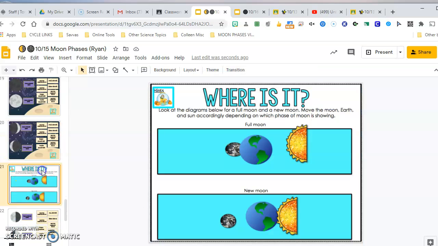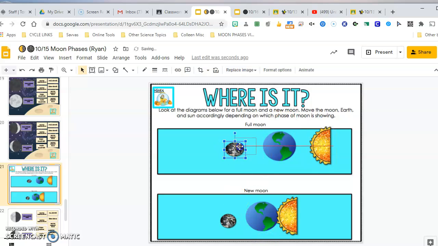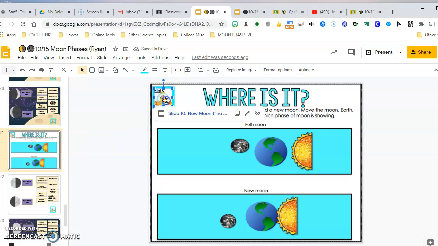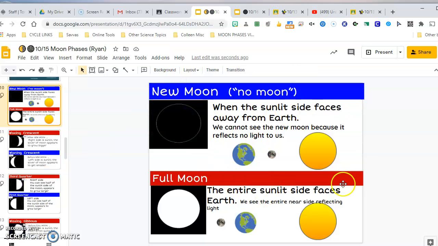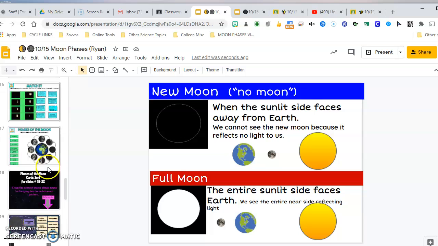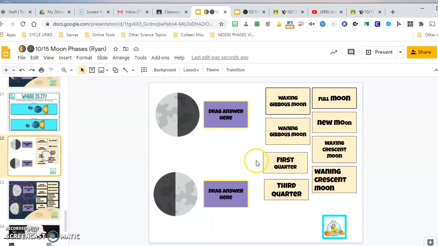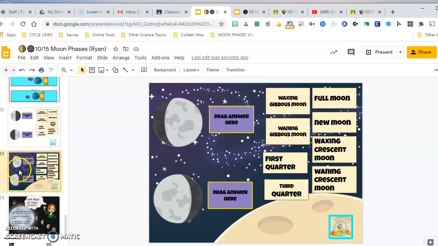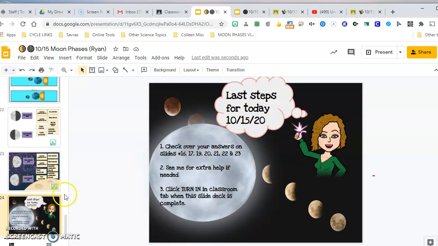Here is a full moon and a new moon, so you're going to have to align the moon and the sun. So these are all movable. How would it be arranged for full moon? How would it be arranged for new moon? Go back and look at hints because these are included on the slides that are linked. Drag and drop the name of the phase for these, and then your last steps would be check everything over and turn it in. I hope this video was helpful.